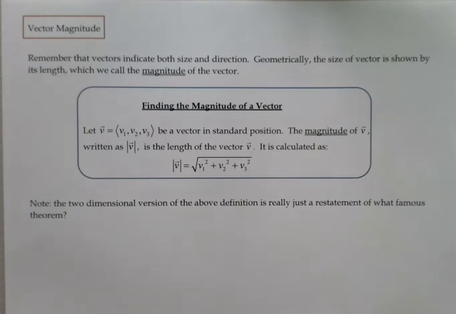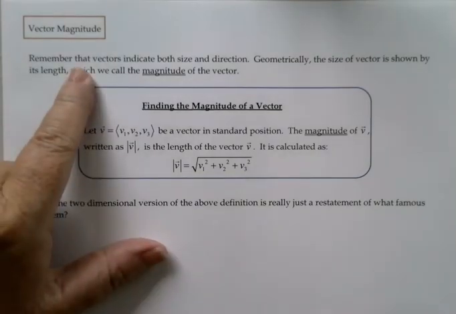So this is sections 11.1 and 11.2, part A. And this is the second part of the video. We've been looking at vectors and what they look like in terms of notation when we put them in standard position. We now would like to look at what we mean by the magnitude of a vector.